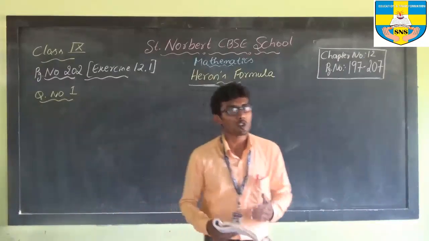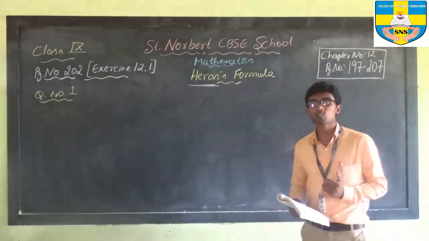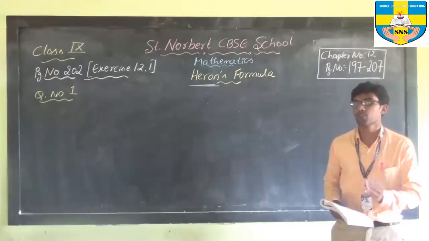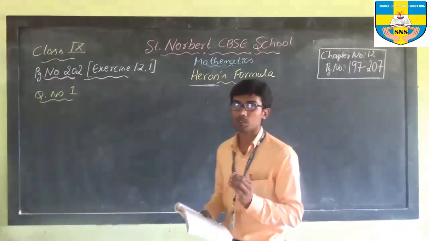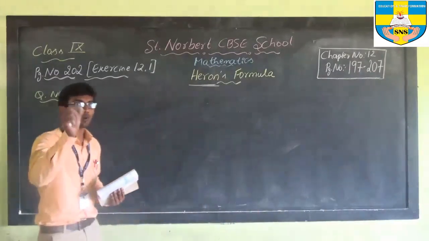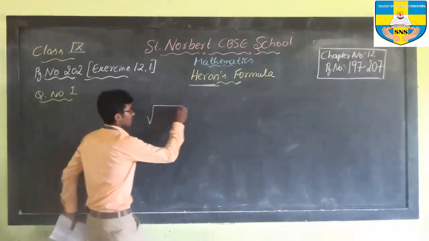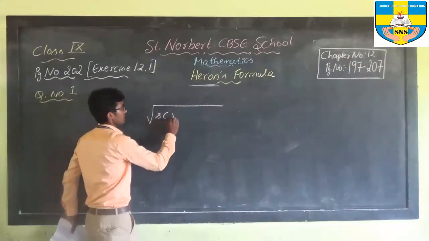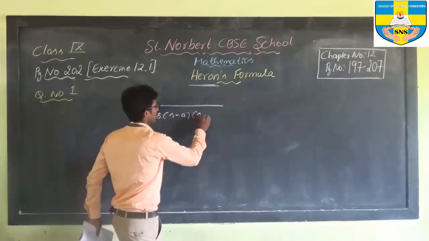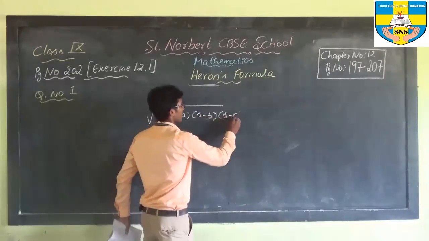Now let us try to solve the problems based on Heron's formula. In the first exercise we have very simple and easier problems to solve based on only one formula, which is nothing but S minus A, S minus B and S minus C.